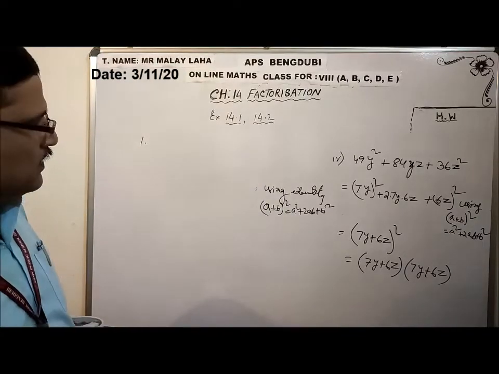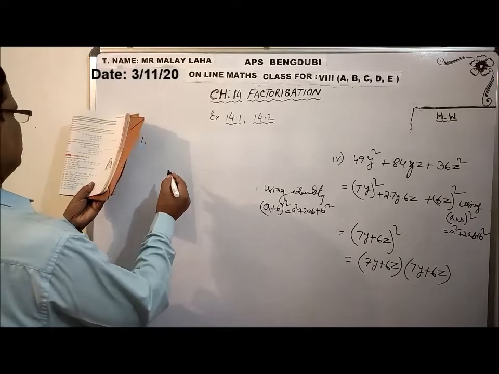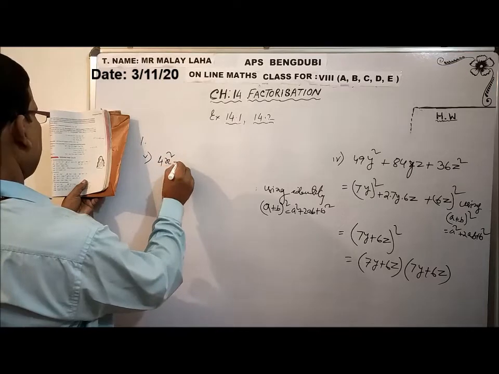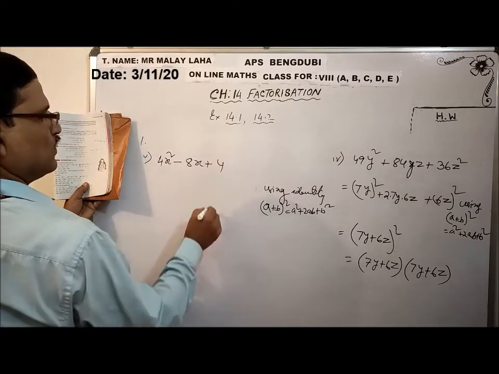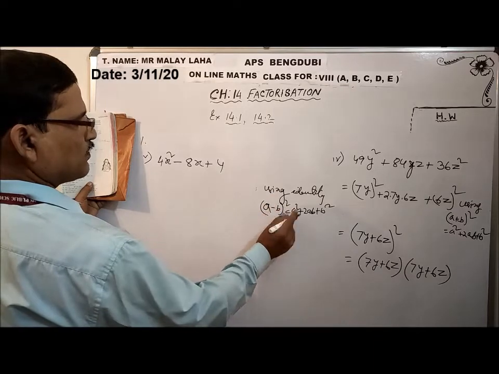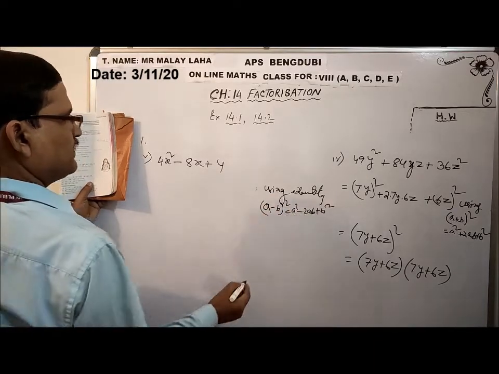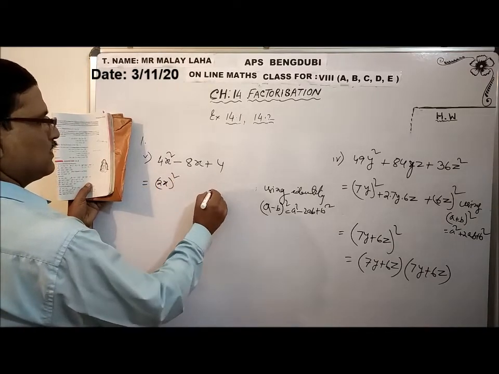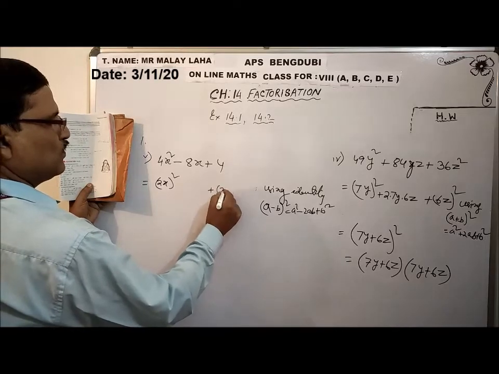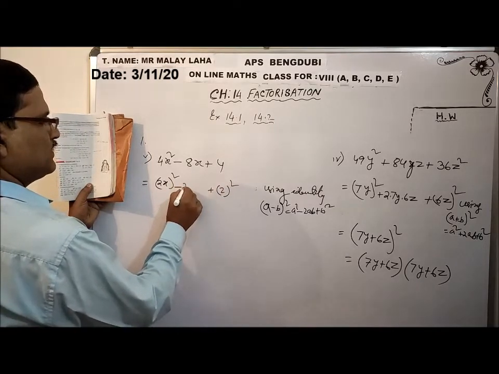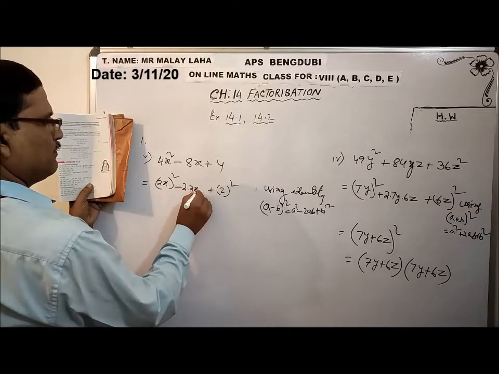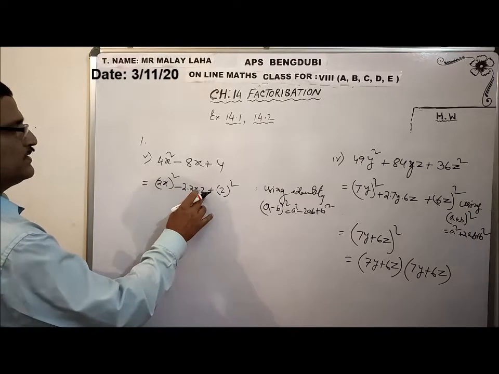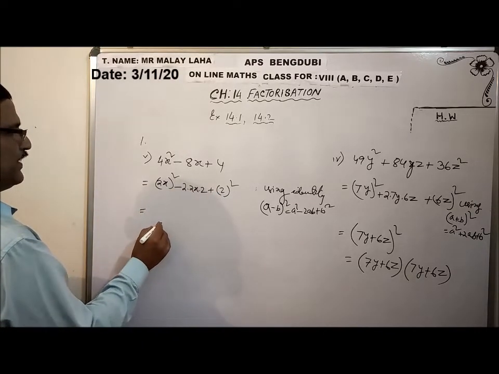Now next is question 5: 4x square minus 8x plus 4. So now it will be the minus formula. If it is minus, then minus. How can I write 4? 2x whole square. And how can I write 4? 2 whole square. In between, minus twice a means 2x, b means 2. After multiplication, how much am I getting? 2 4s are 8.